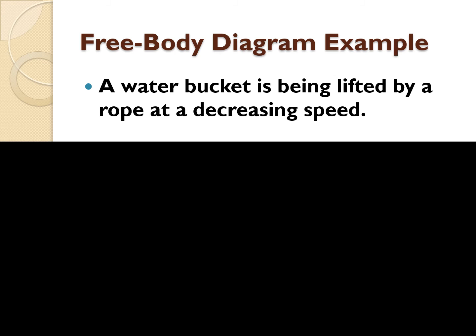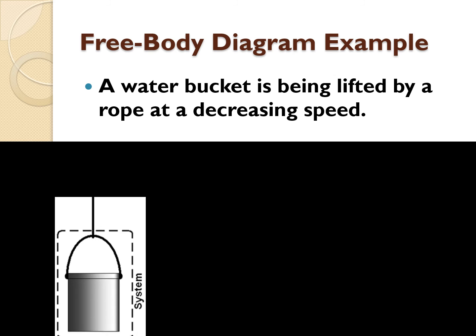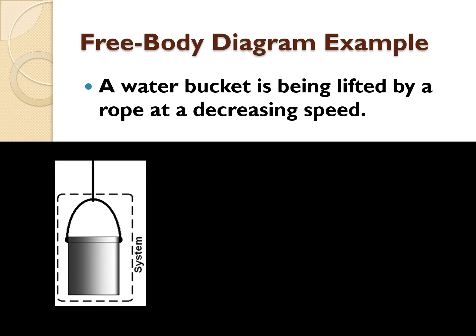So to run through this again, we say we have a water bucket that's being lifted by a rope at a decreasing speed. The first thing we're going to do is identify our system and draw a free body diagram. Our dot represents our system, and then we have our forces acting on it. We have an upward force of tension from the rope and a downward force of gravity. The tension we know is there because it's a contact force. Gravity we know is there because we're on Earth, and gravity is going to be pulling down as long as we're in the gravitational field.